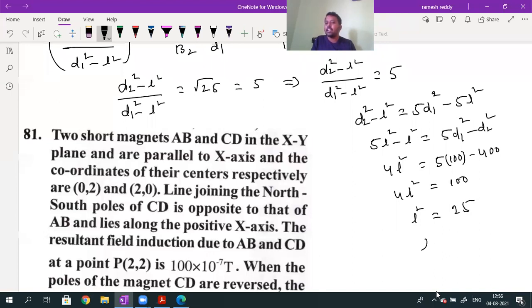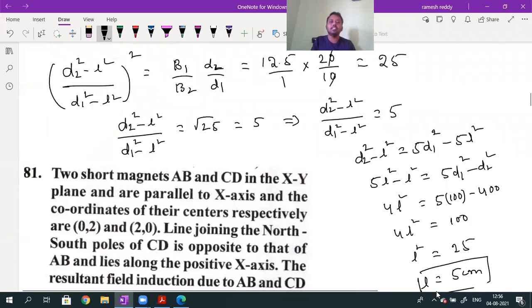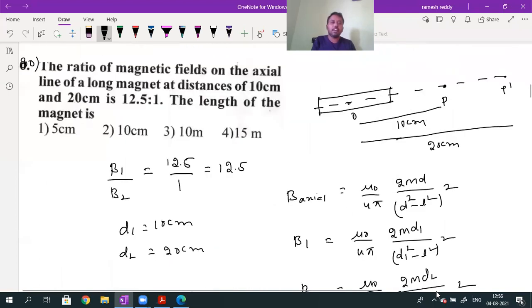What will I get as the L value? L value will be equal to 5 centimeters. Sorry, it is not 10 centimeters. So the answer is 5 centimeters. So what is the answer for this question? It is 5 centimeters. Question understood, Nara?